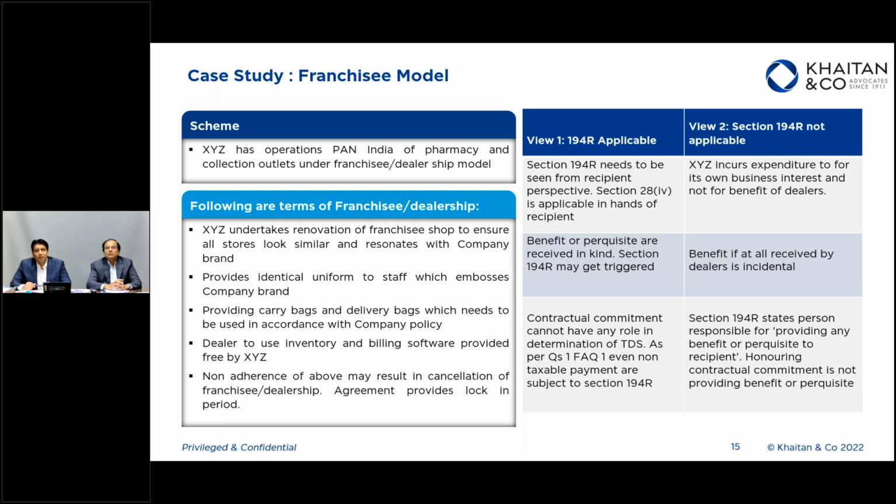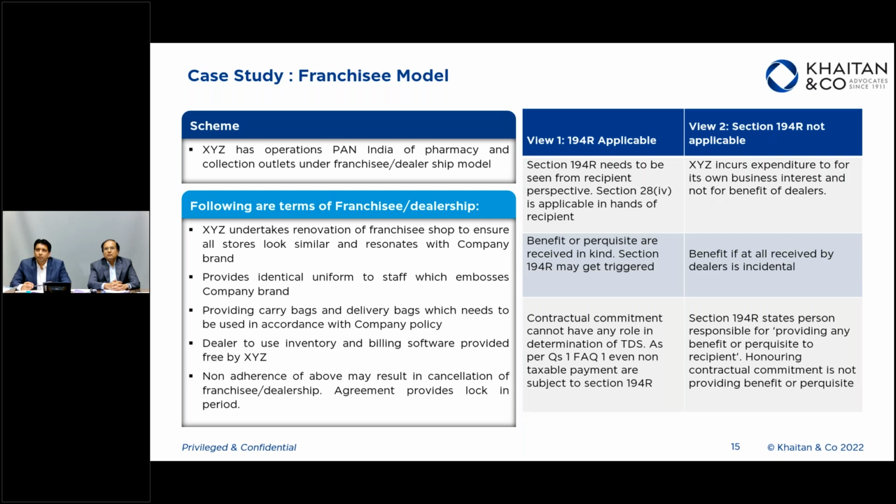Is that a benefit that is accruing to the franchisee or the dealership? That is a question that we've tried to analyze here, basis to views that we think are open for discussion. One view, of course, and the conservative view, is that 194R is applicable because there is a benefit that is being received. Because otherwise, this would have been an expense or a commitment which the franchisee would have needed to do. Of course, whether it is a contractual commitment or not will depend on all of that, because you could not be charging royalty from them because they are taking this expense on their head. So that kind of a position could also be there.